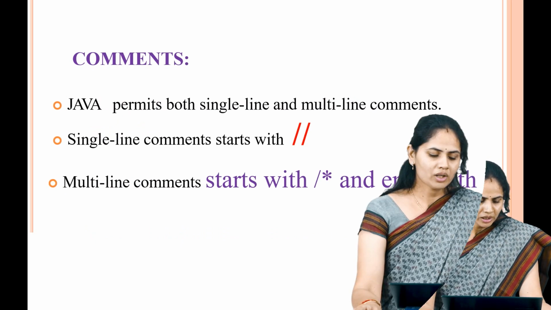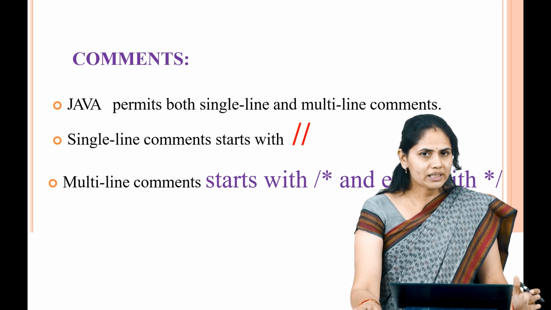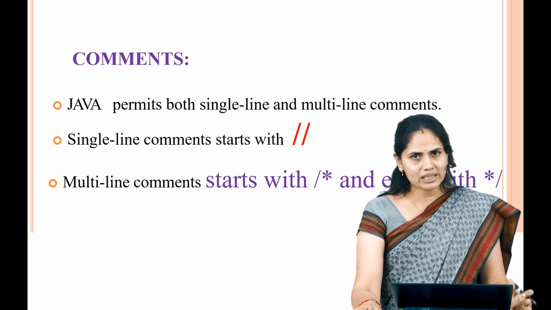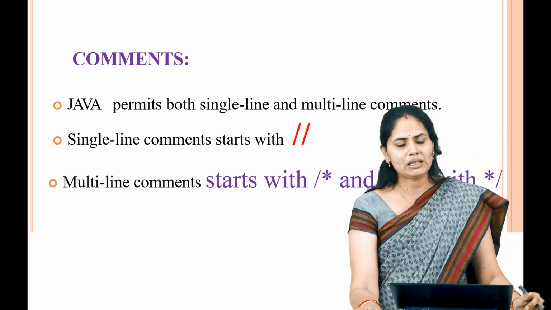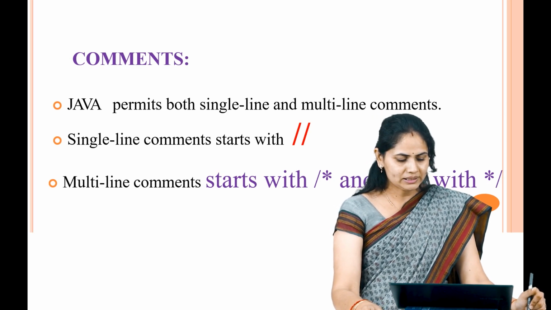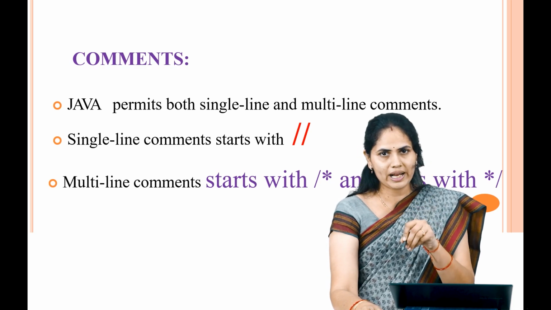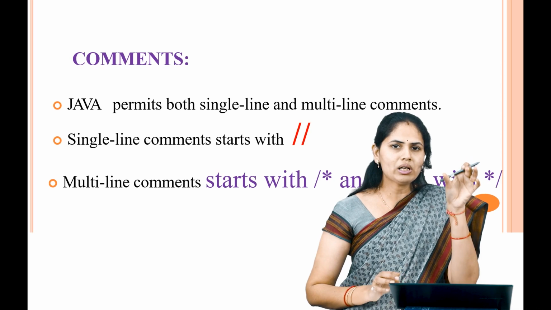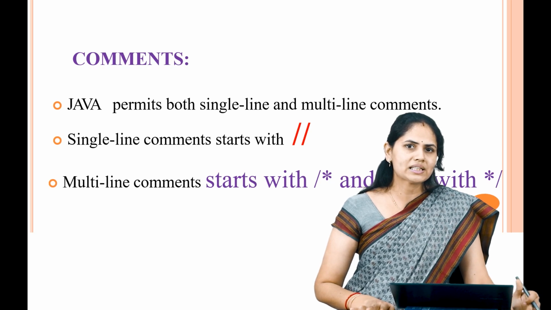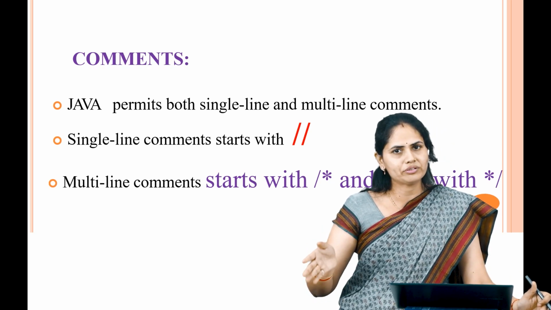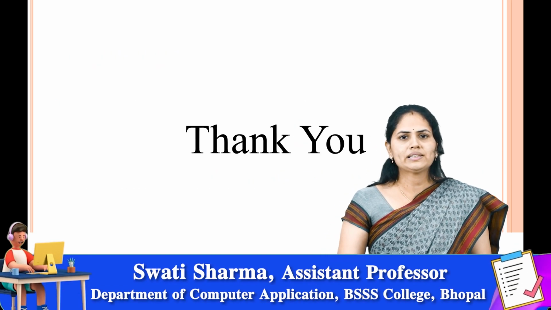Comments in Java. Java permits both single line and multi-line comments. Single line comments start with a double slash. At the start of the statement, you simply need to put a double slash. Multi-line comments start with slash asterisk and end with asterisk slash. It means if we have two lines to write as a multi-line comment, we simply put slash asterisk before the statement and asterisk slash after the statement. That is how we use comments in Java.